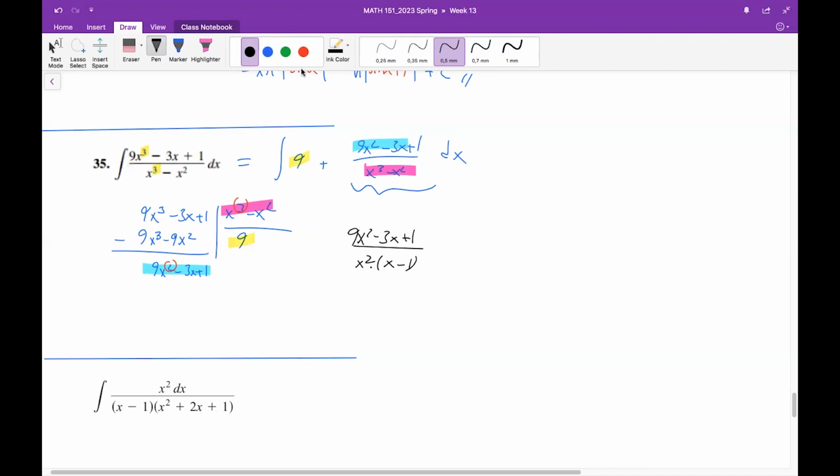And now, look at the structure. This is a linear factor. Is this a linear factor or quadratic? What do you think?